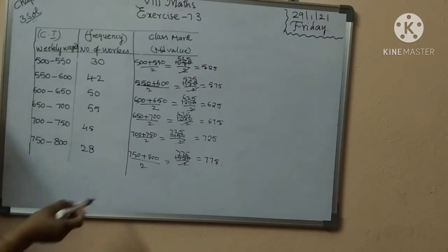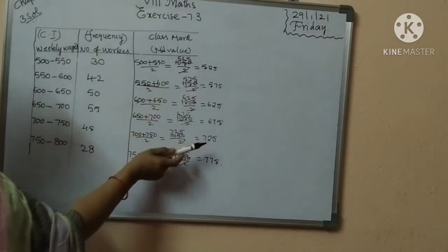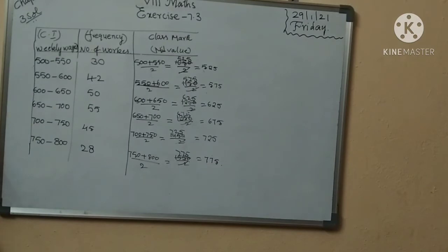Okay children, these are the class marks of the weekly wages. The average of the weekly wages is considered the class mark. What is a class mark? The sum of lower boundary and upper boundary by 2. Did you understand, children? Lower boundary plus upper boundary by 2, that is the class mark of the table. Okay children, did you understand this one? Now let us start the graph.